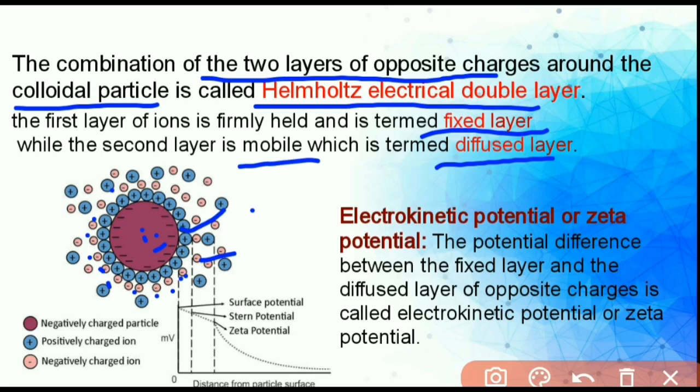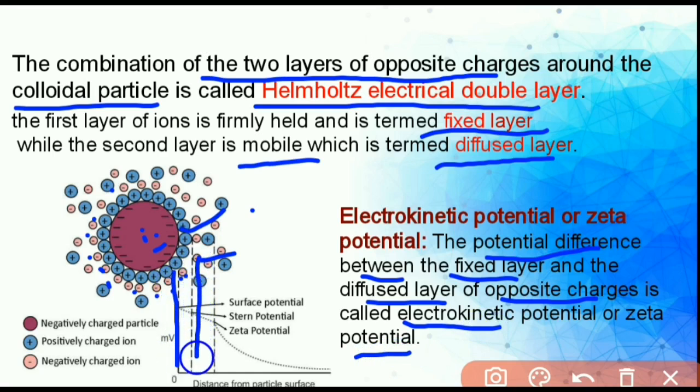This arrangement of two opposite charges creates a potential difference, and by this potential difference the electrokinetic potential or zeta potential phenomenon occurs. So we can define this phenomenon: the potential difference between the fixed layer and diffuse layer of opposite charges is called electrokinetic potential or zeta potential. So between the two opposite charges, the first fixed positive charge and the second mobile charge, the potential difference between the two layers is called zeta potential.